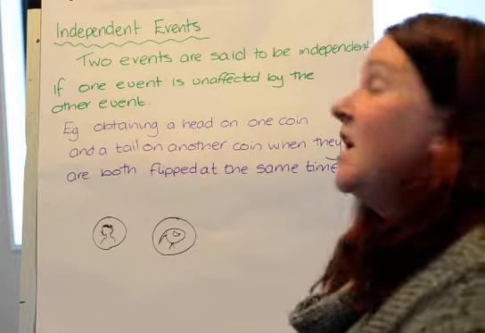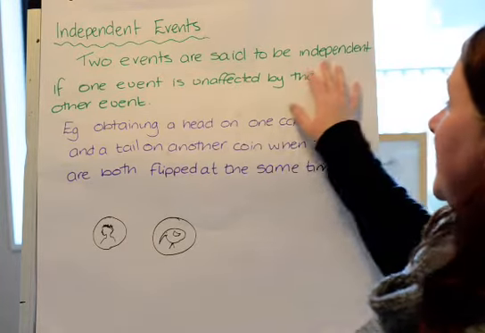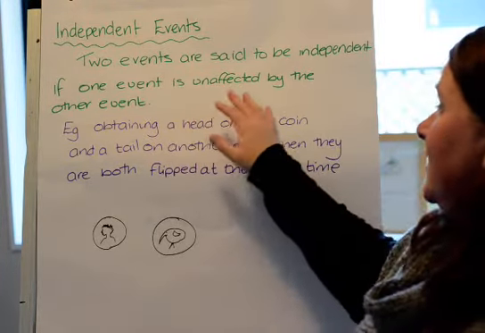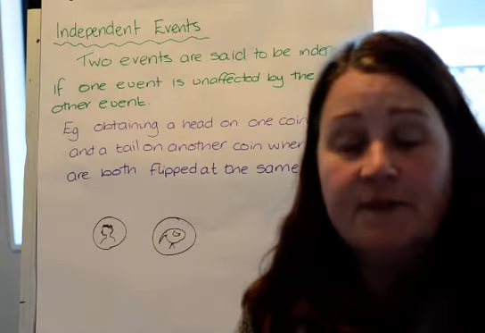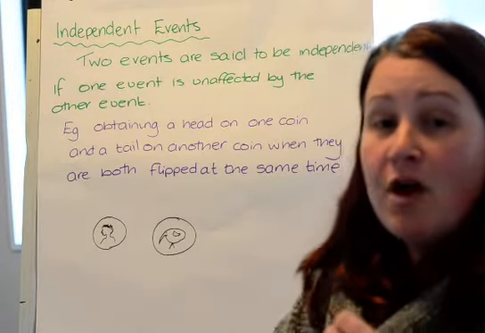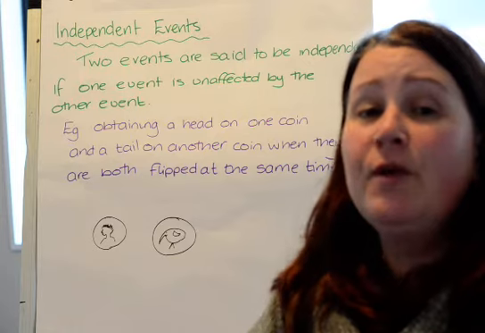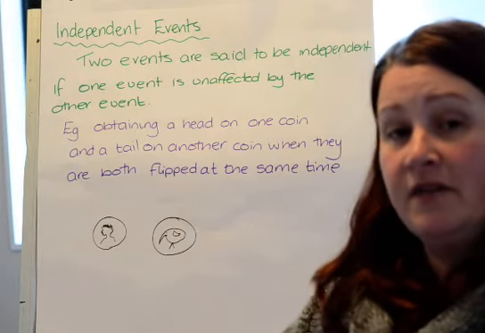So today we're going to be looking at independent events. Two events are said to be independent if one event is unaffected by the other event. What this means is that the outcome of one event has absolutely no impact on the outcome of another event.